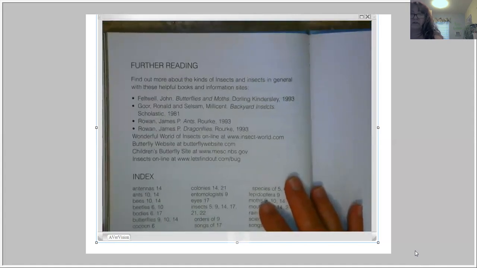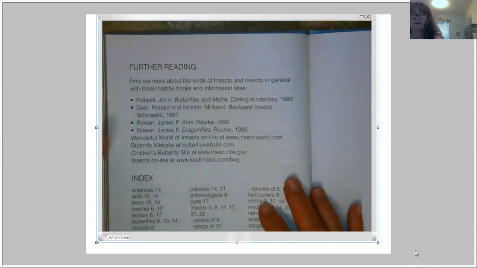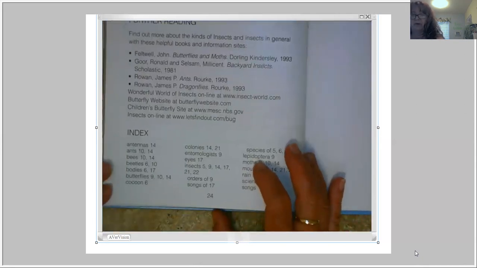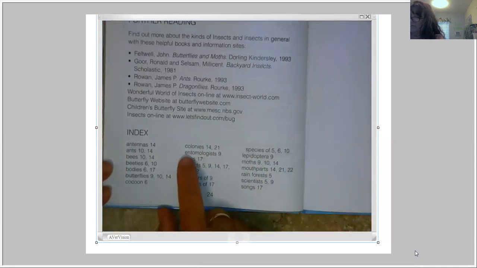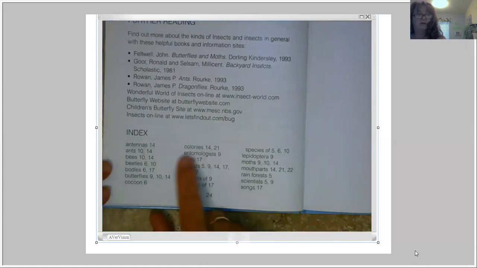And here's our last pages, our further reading. If you liked this book or want more information about what I was talking about, there's other books you can look and some websites that you could look. And our index, if we needed to learn more about entomologists, we would go to page 9. We wanted to know more about colonies. It's on page 14 and page 21. And all of our butterfly information is listed on page 9, 10, and 14.